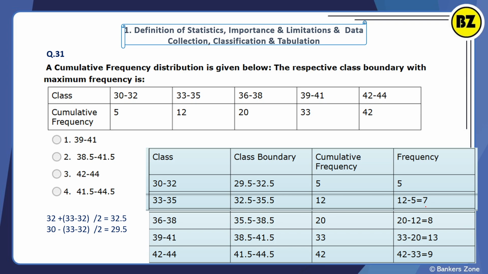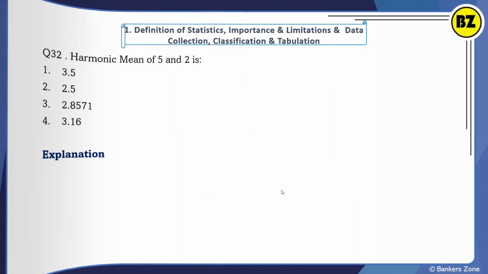What they are asking is the boundary with the maximum frequency. Where is the highest frequency? 13 is the highest frequency, right? So with respect to that, what is the boundary? 38.5 and 41.5. So the correct option will be the second. In that way you have to solve in the examination.